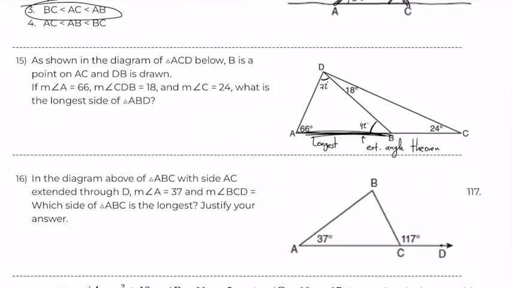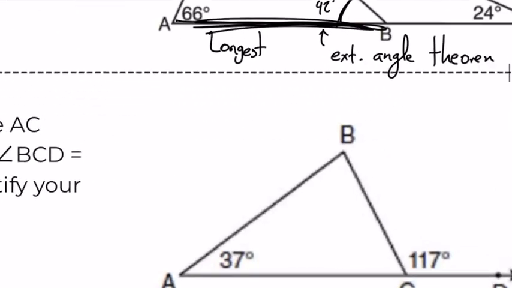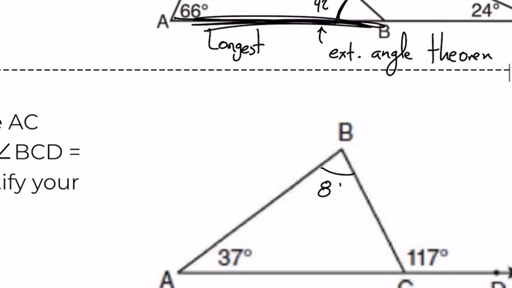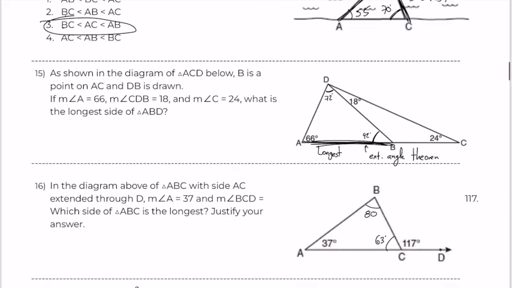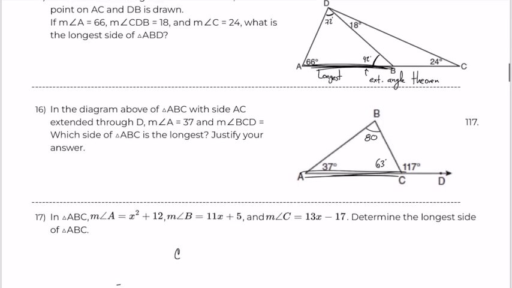Excellent. Now for this one, it's very easy. I need to find this angle, again by the exterior angle theorem, that is 117 minus 37. And so this one measures 80. And then to find the other one, I could do 180 minus 117, and that is 63. So the longest side is this one, AC, and the shortest is this one, BC.